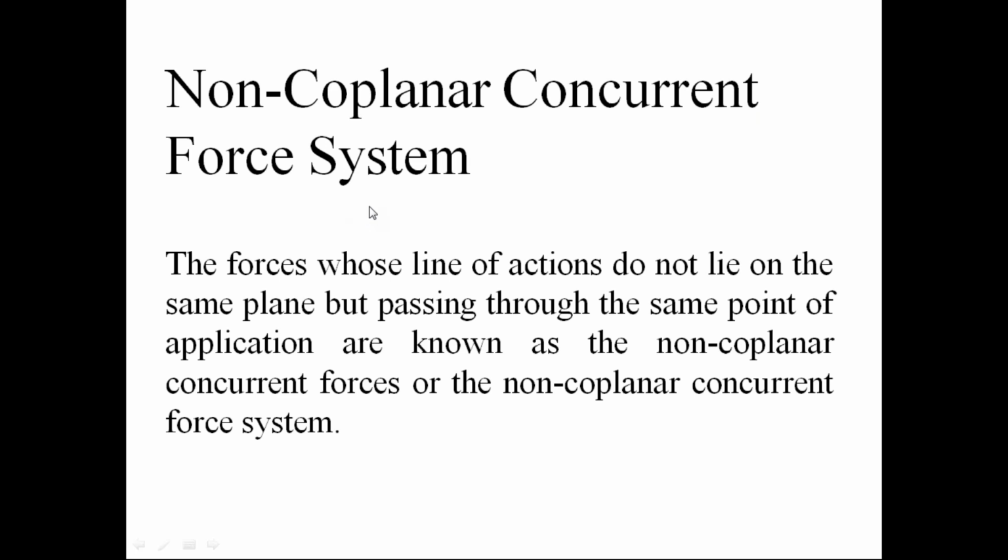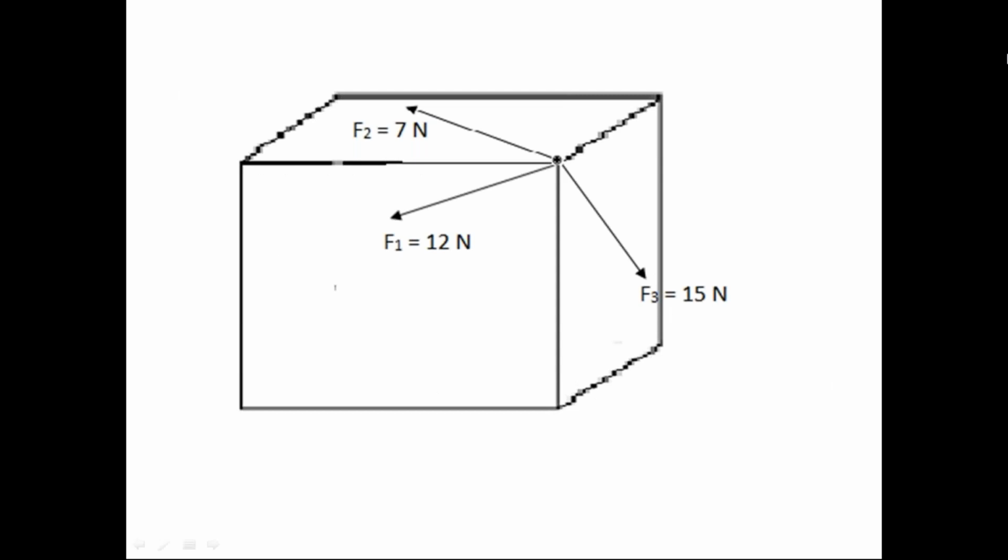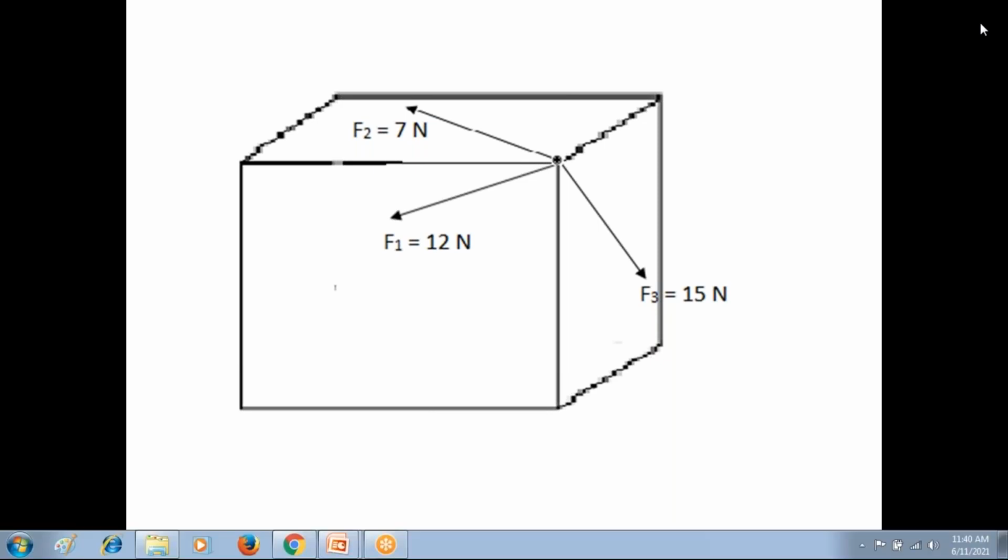When we call the force system the non-coplanar concurrent force system, check this diagram. In the diagram, the forces are acting on different planes. Check those three forces, F1, F2, F3. F1 is acting in one plane, F2 is acting in another plane, F3 is acting in another plane. So that is called non-coplanar. Because these three forces are acting on different planes, we call it non-coplanar.